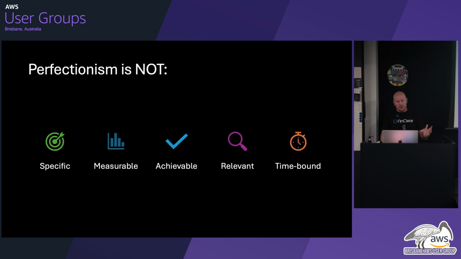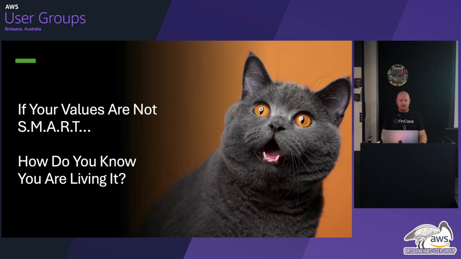You can't measure it. It's not achievable. It's not relevant because perfect doesn't exist. There's always imperfections. And embracing those imperfections is actually what makes us human. So if you're never embracing it, you're not actually living. You're not being human. And you can't time-bound it. When do you reach perfection? So think about your values as being time-bound. So if your values are not SMART, how do you know you're living it?